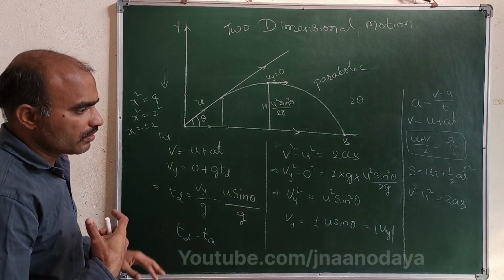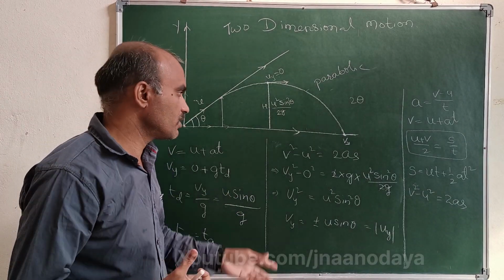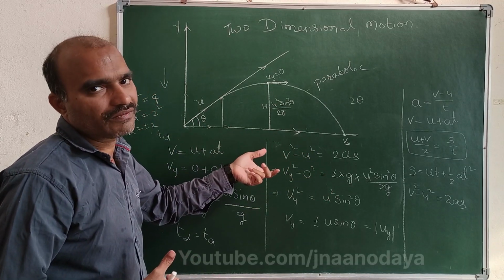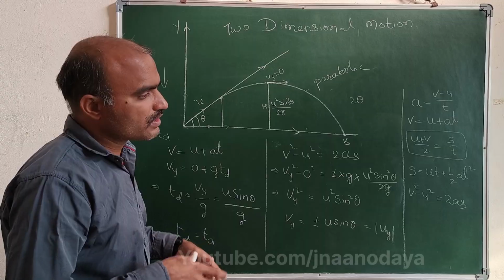So in the next session we continue, we calculate horizontal distance, and we go to Olympiad level, we calculate some problems.